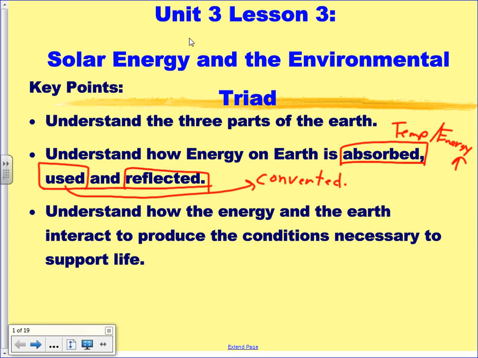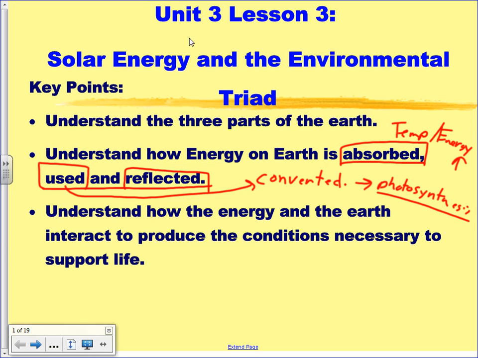Plants convert it into chemical energy with photosynthesis. That's the only thing. Okay? The only things capable of directly converting solar energy into something else that are natural are plants. Right? And so if it is being used, it is being converted, and it is being converted by this process.